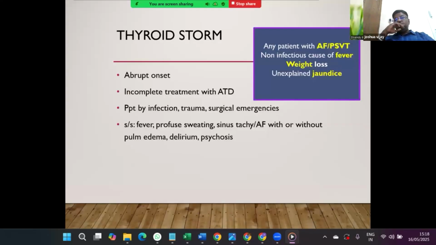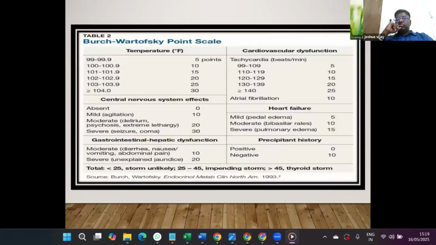A little bit about thyroid storm. It is definitely a high acute emergency of hyperthyroidism. Any patient who has AF or PSVT or non-infectious causes of fever, weight loss or unexplained jaundice, thyroid storm should be ruled out. It is abrupt in onset, with incomplete treatment with ATD, precipitated by infection, trauma, and surgical emergencies. Symptoms are similar: fever, profuse sweating, sinus tachycardia with or without pulmonary edema, delirium, psychosis.